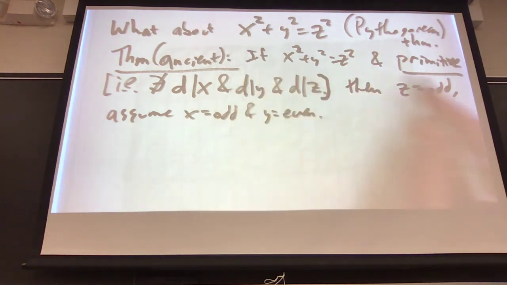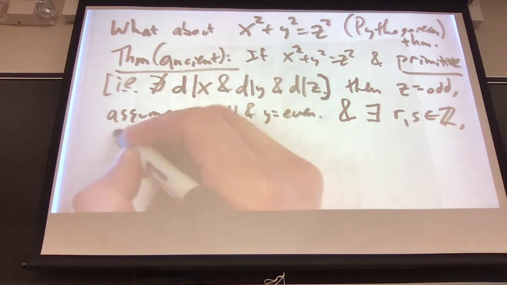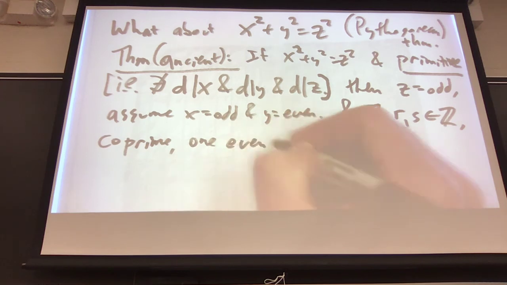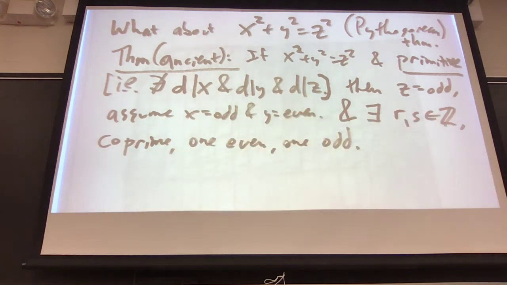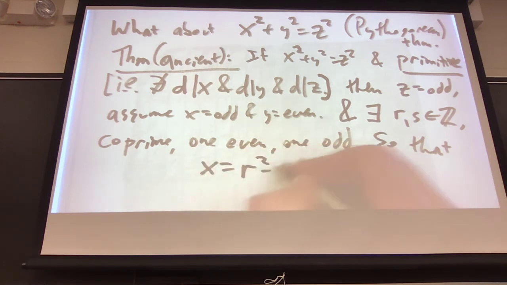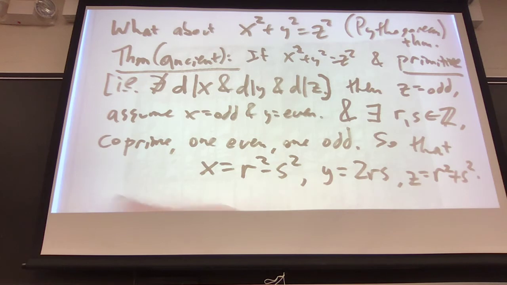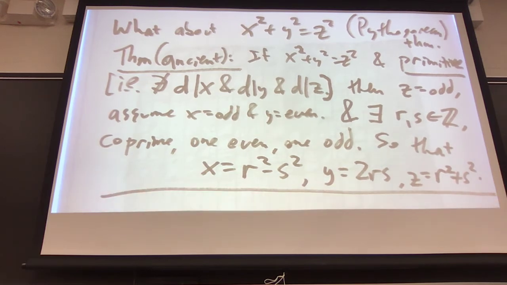So if this is a solution and it's primitive, then this happens. And moreover, there exist integers r, s, one even, one odd, and coprime. I don't know which one is which, doesn't matter. So that x is r squared minus s squared, y is 2rs, and z is r squared plus s squared. This is the magic formula.